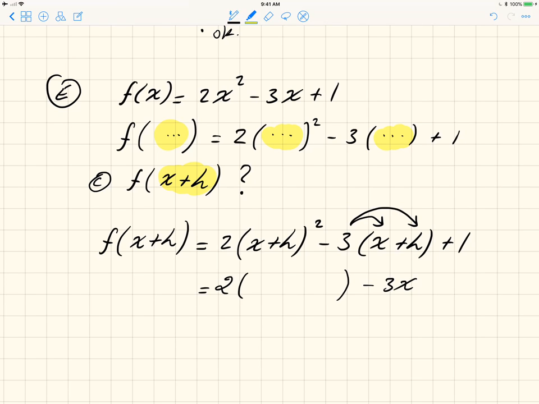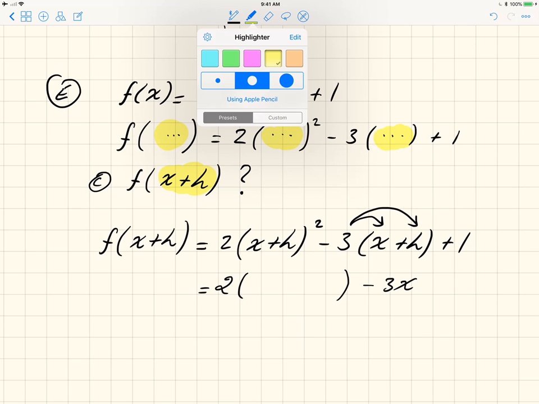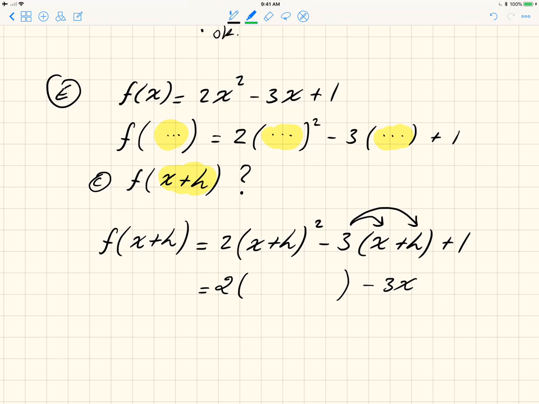Okay, good. You made a good mistake that most people do. So you got to be careful. Since there's a minus here, the minus distributes as well to the h. Okay? So you get minus 3h plus 1. All the signs change for the parentheses, right?